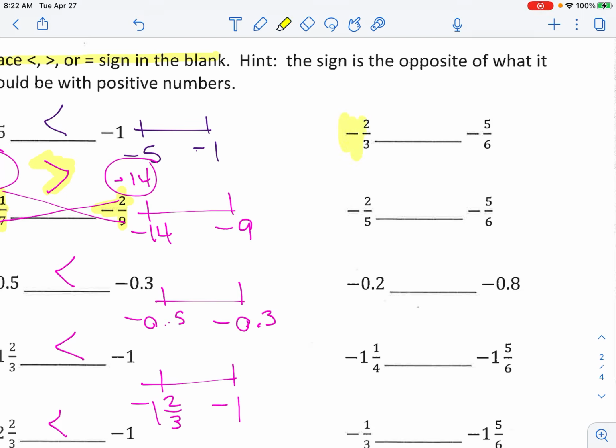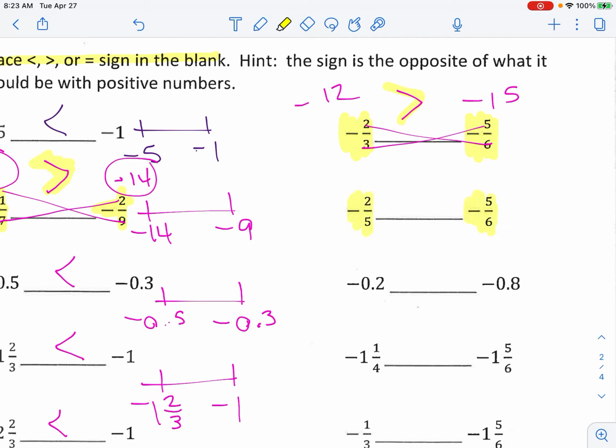Okay, so I'm looking right here at my negative 2/3 and my negative 5/6. If you have two fractions with different denominators and both fractions are either positive or both fractions are negative, the easiest and fastest way to solve these is cross products. So 3 times 5, negative 15, since both fractions are negative, and 6 times 2 is negative 12. Negative 12 is greater than negative 15.